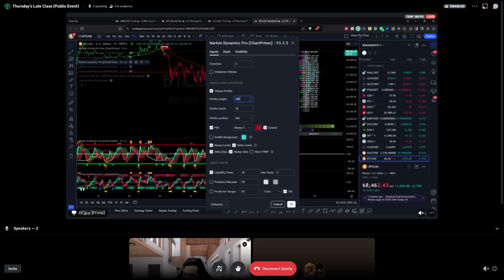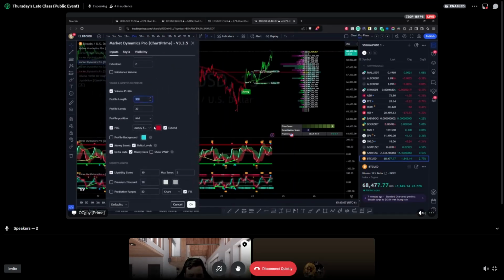So 300 candles. Usually you will be adjusting on the lower time frame. When you go into higher time frames, it takes more candles back, and it doesn't matter if it takes more candles back. You're just going to have more information. Right here is where we start getting into the definition. This definition is how many bars I'm going to be dividing this into.